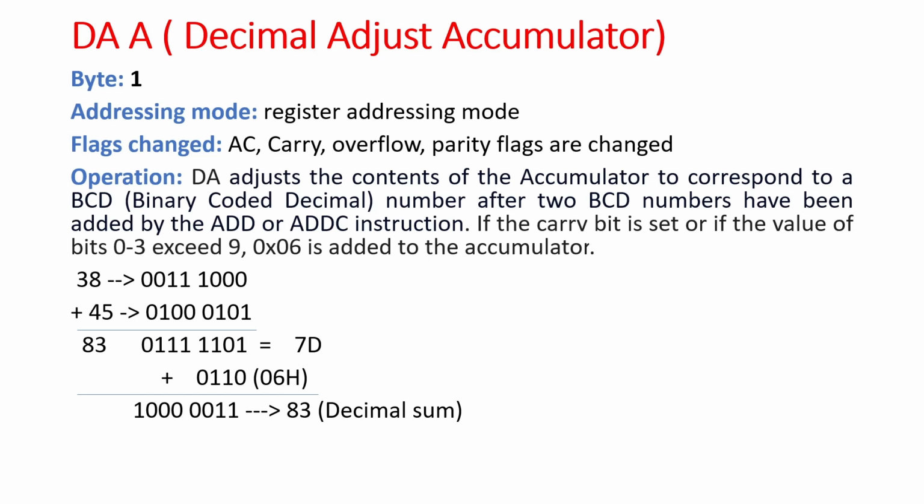And all this process is performed by the DAA instruction. Means the DAA instruction corrects the BCD result which is in accumulator. See, the result is in accumulator. Means DAA adjusts the contents of accumulator. That's why it's called decimal adjust accumulator.